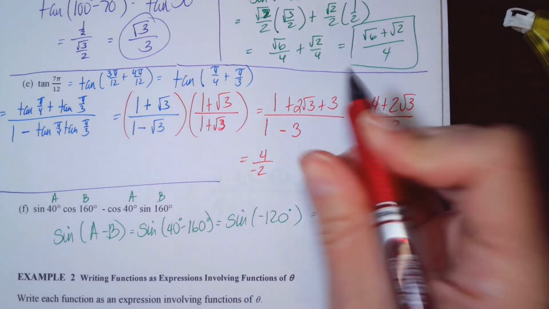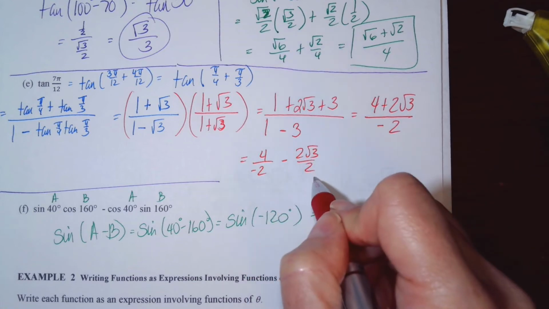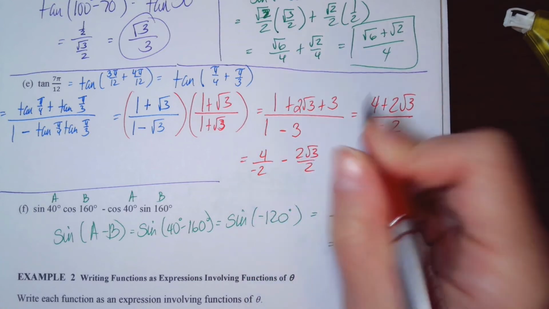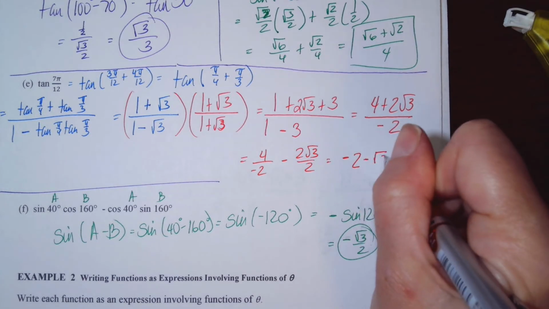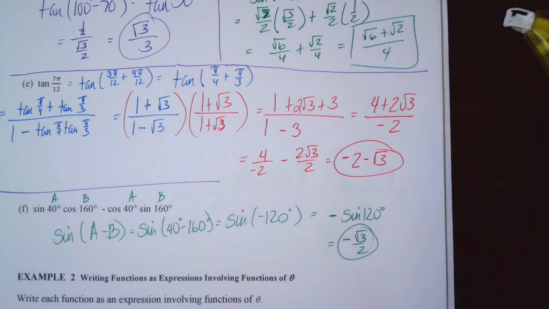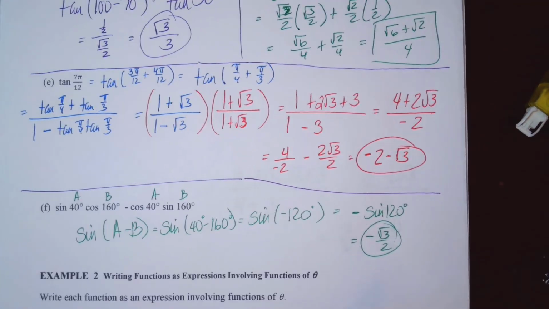4 over a negative 2 minus 2 square root 3 over 2, or plus a negative 2 here. Either way, my signs, I'm going to end up with a negative 2 minus square root 3 as my exact value for tangent of 7 pi 12ths. All right, excellent.